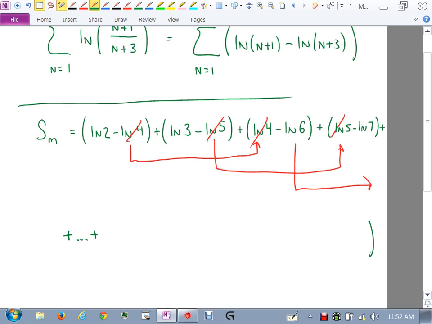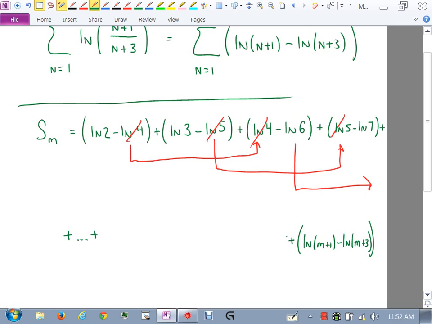Let's look at the last ones. What would they be? So I'm plugging what in? So the last one I'm plugging in m, right? So it'd be natural log of m plus 1 and then minus natural log m plus 3. So that's what I get when I plug m into this.